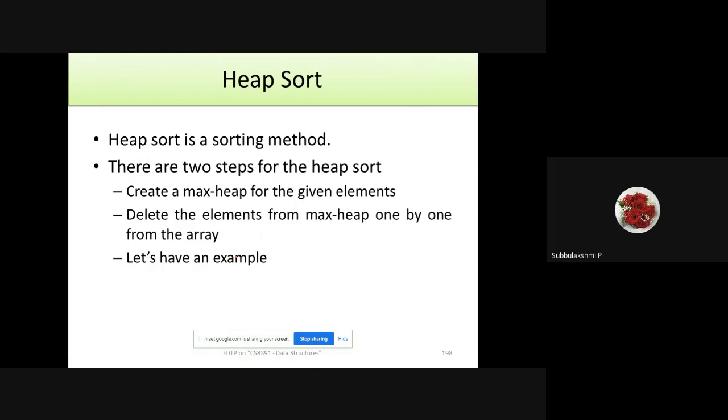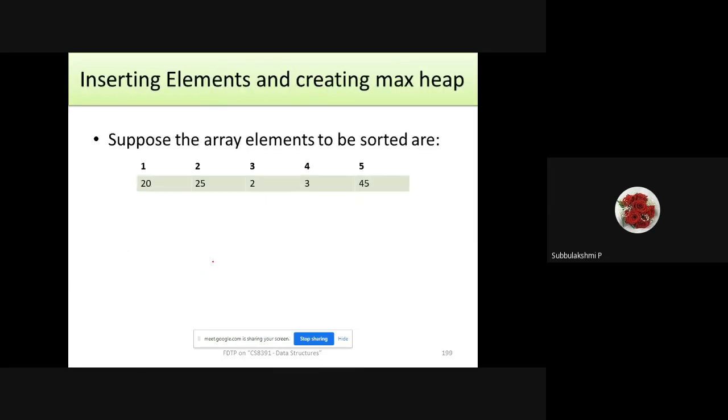Then heap sort is again a sorting method, so you have to sort it. If it's a max heap, then create a max heap, and delete the elements from the max heap one by one from the array. I'll show an example of how to delete and how to sort it. This is the array of elements 20, 25, 2, 3, 5. This has to be sorted, of course.